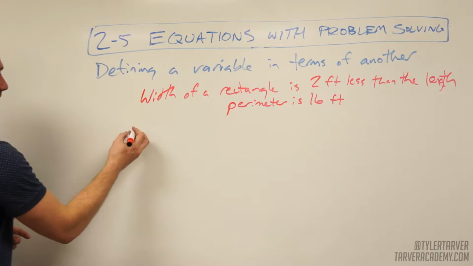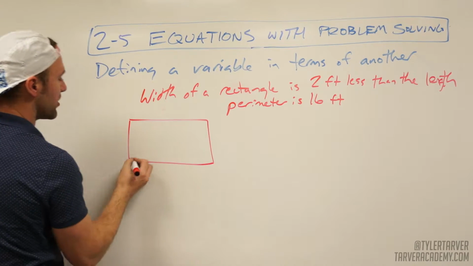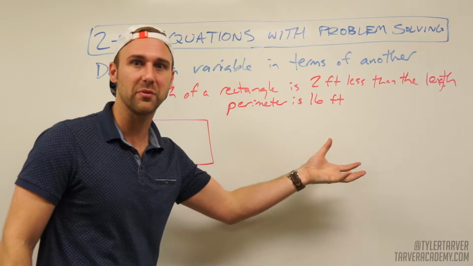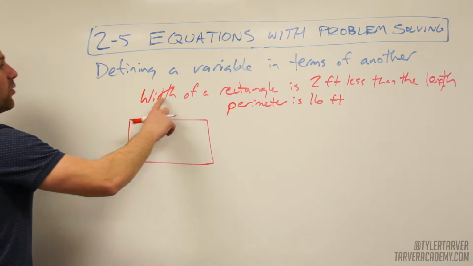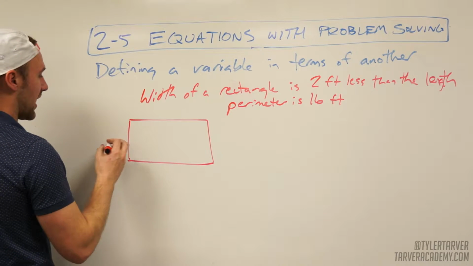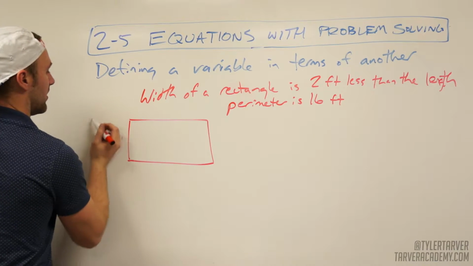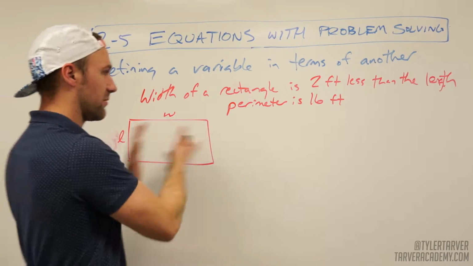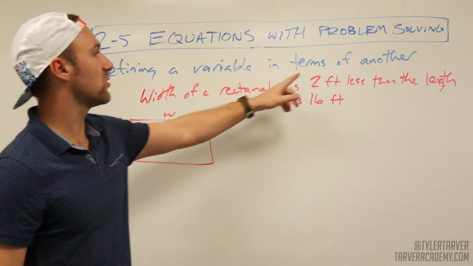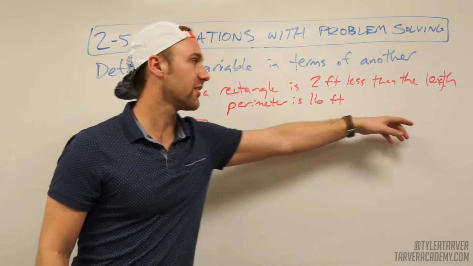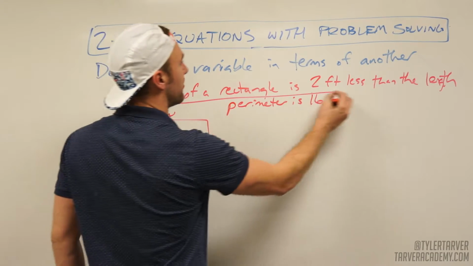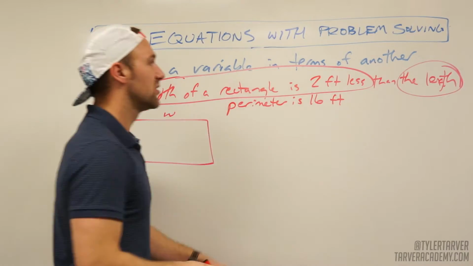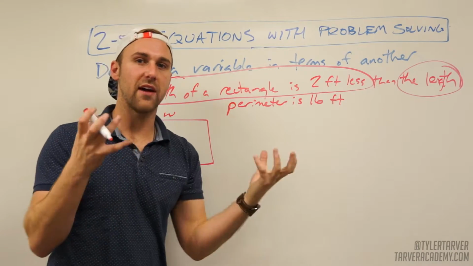All right, so we've got a rectangle. First thing you should do, anytime you have something where it's telling you that you have a shape, draw the shape, okay? They give you scratch paper for a reason. The width of a rectangle, so this is my length, this is my length, this is my width. It doesn't matter, you can flip them, as long as these are my widths, these are my lengths. The width of a rectangle is 2 feet less than the length. Okay, so the width of the rectangle is 2 feet less than what? The length. So those are our two things that we have to base this problem on.